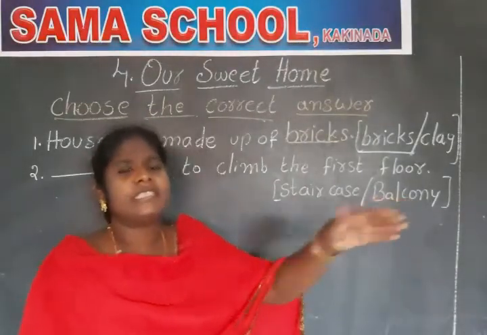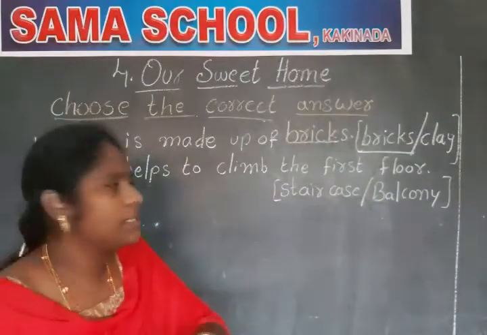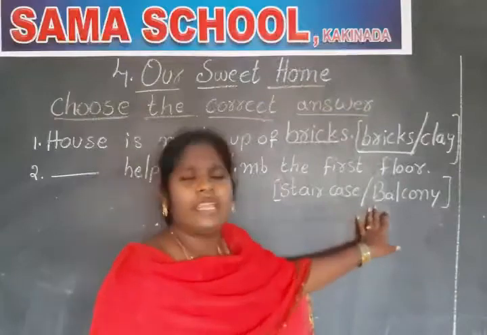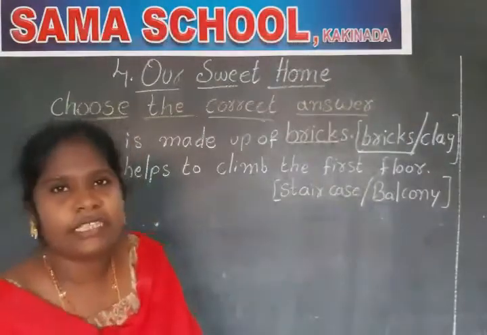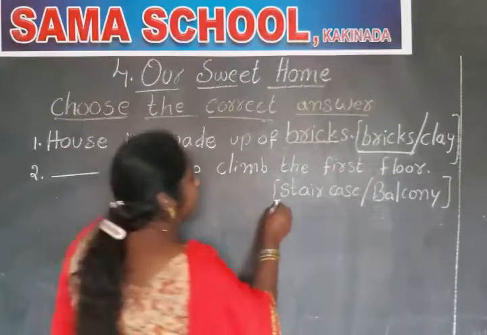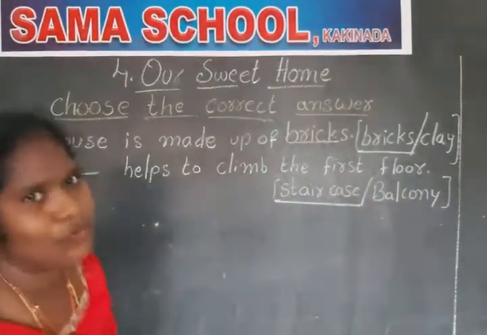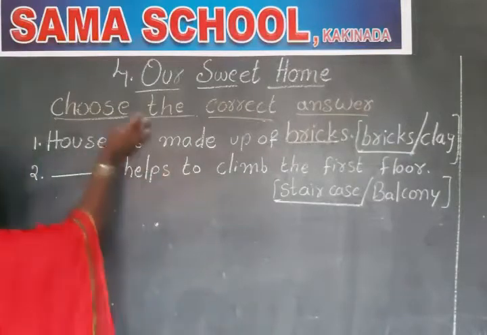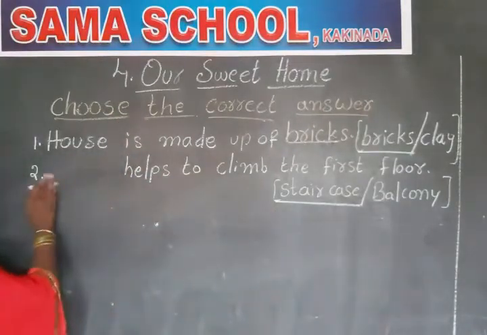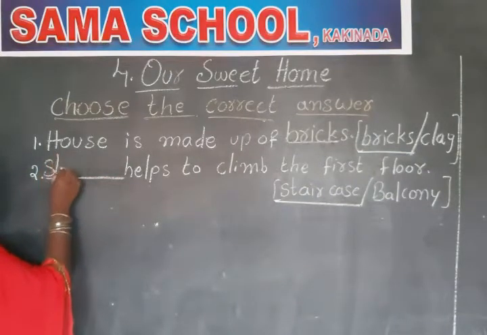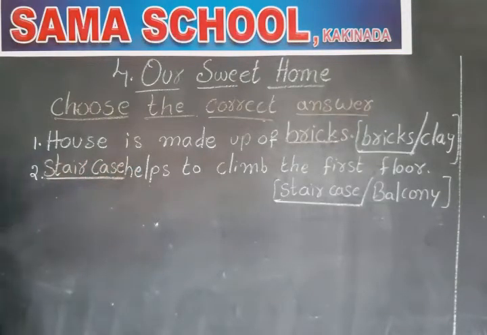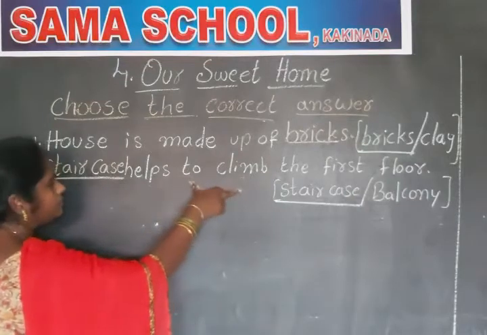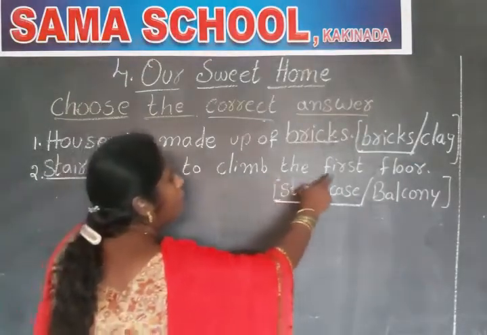The balcony is just outside the rooms. We simply spend our time there, not to use for going to the first floor. That is a part of a house. But a staircase will be used to go to the first floor, to climb the first floor. From the ground floor to the first floor we will use the staircase. S-T-A-I-R-S, staircase. Again, staircase helps to climb the first floor.